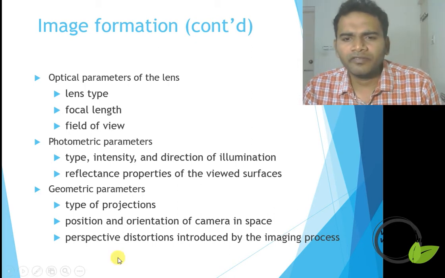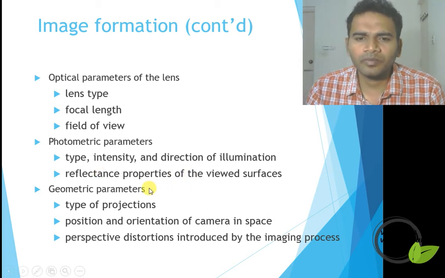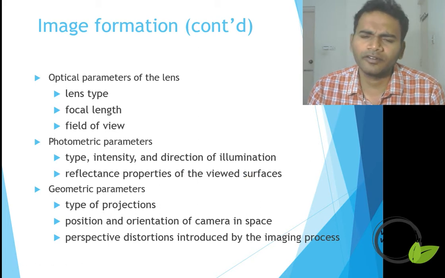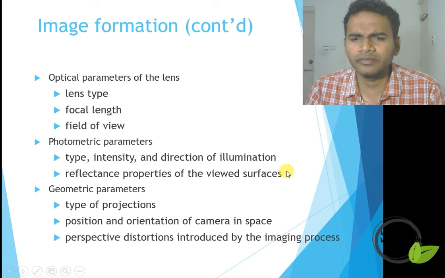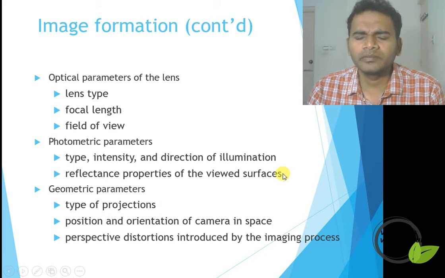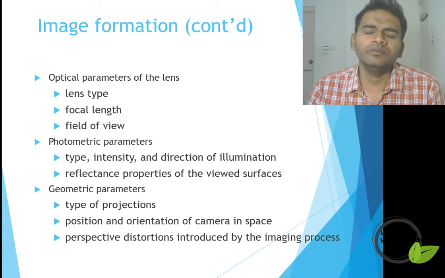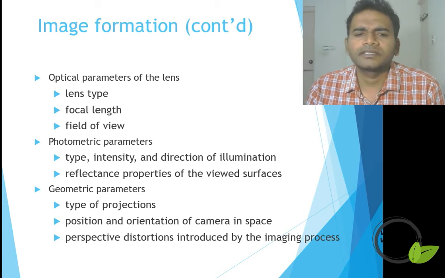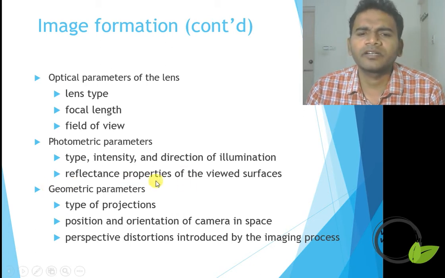And then reflectance properties. A lot of objects do not absorb light radiation equally, because, as you all know from your plus 2 physics, only black bodies absorb a lot of light when compared to lighter colored objects. So that is about the reflectance property.